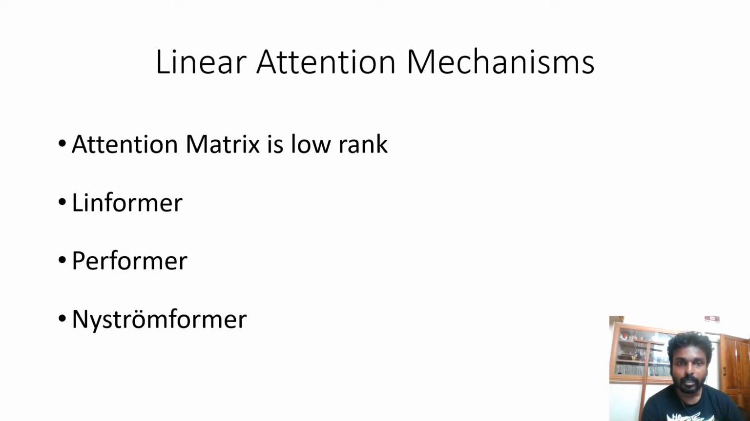To overcome the quadratic complexity of self-attention, we use linear attention mechanisms. The attention matrix is actually a low-rank matrix, so we can have efficient computational low-rank approximations of the attention matrix. This can be achieved using Linformer, Performer, or Nystromformer.